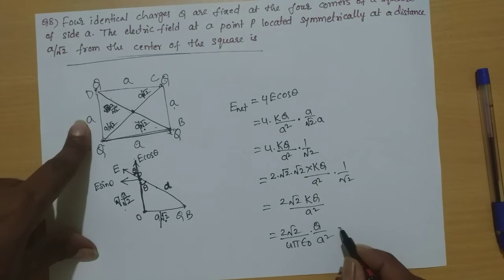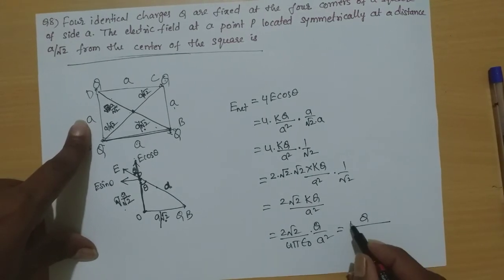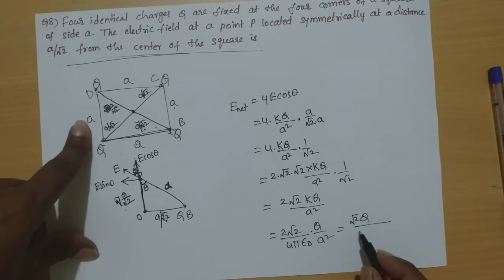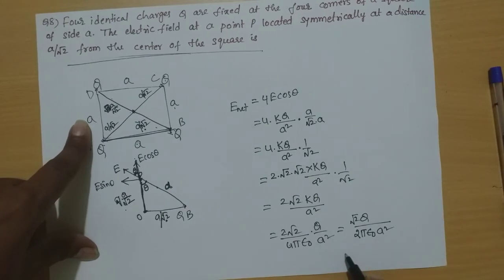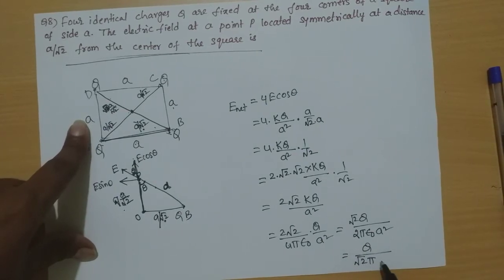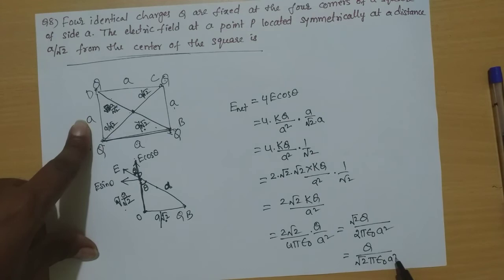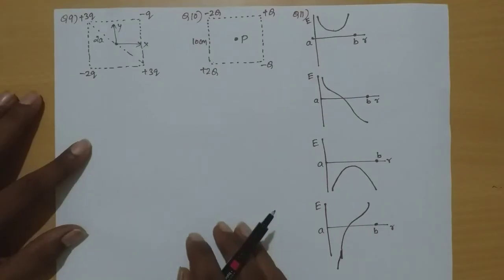Suppose in some options they make the simplification, the 4 and 2 will be cancelled out, now root 2 Q by 2 pi epsilon naught A square. If the option is given like this, 2 we can write as root 2 into root 2, one root 2 will be cancelled, giving root 2 Q by 4 pi epsilon naught A square. Okay, like this we have to solve them. Okay, see the next questions.